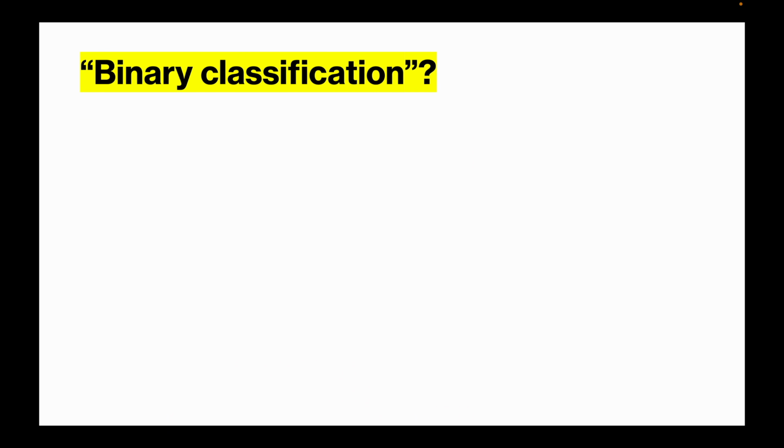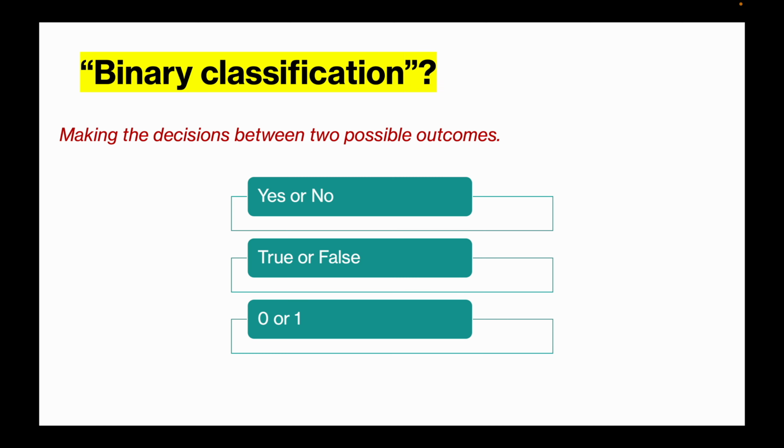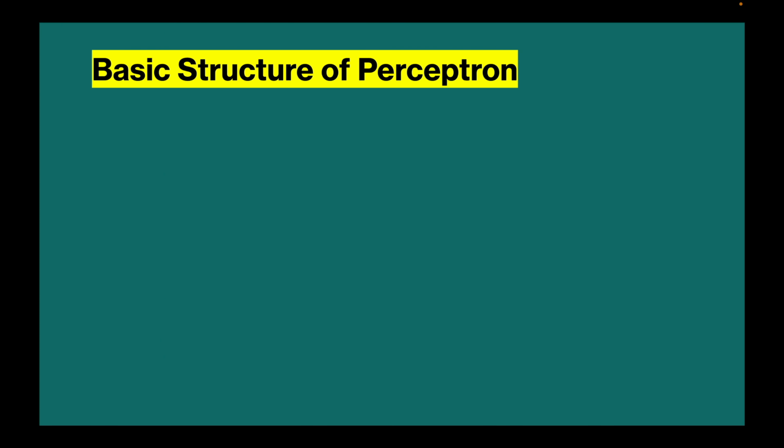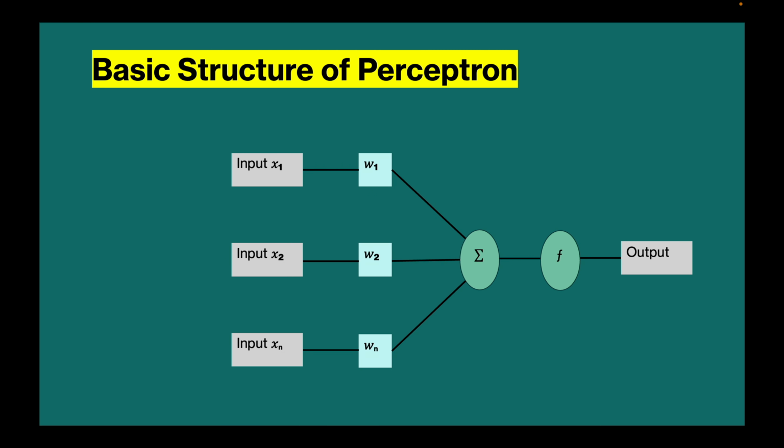Now let's understand what is binary classification. It actually means making decisions between two possible outcomes, that is either yes or no, true or false, or 0 or 1. The basic structure of a perceptron looks like this. It receives multiple inputs, processes them, and decides whether the neuron should activate or not. So here are inputs, weighted processing, and the decision, and then the output.